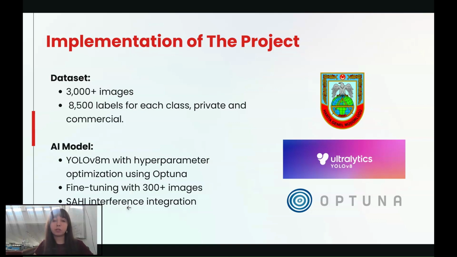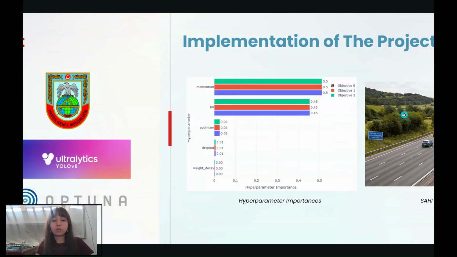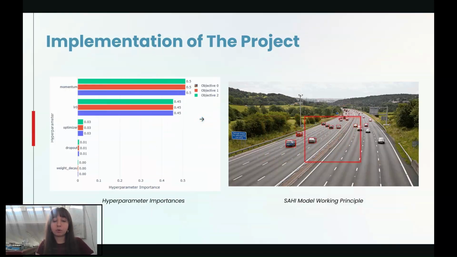library. After that, we fine-tuned our model using 300 and more images to achieve domain adaptation, and we also integrated the SAHI interface into our model. Here on the left, you can see a hyperparameter importance graph that we obtained from Optuna. We evaluated many graphs such as this one and did many trials to pick the best hyperparameters for our model. And on the right, you can see an example of how SAHI works.